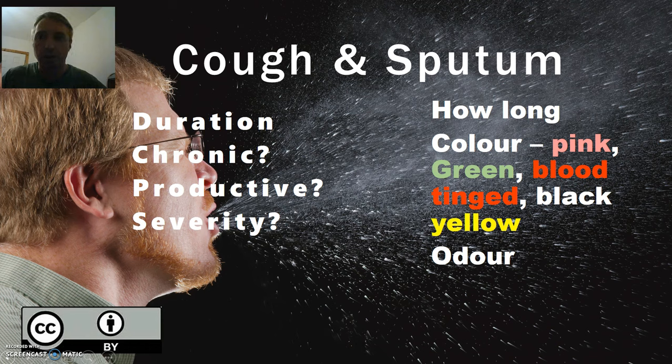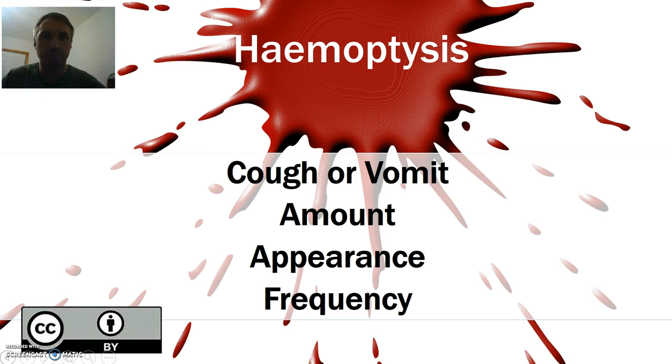Sputum questions are also very important. How long has there been sputum production? What color is it? Is it pink? Is it green? Is it blood tinged? Is it black? Is it yellow? And is there an odor to the sputum? Sputum production isn't normal in patients, and these findings may indicate different things. So it's important to figure out the cough and sputum history.